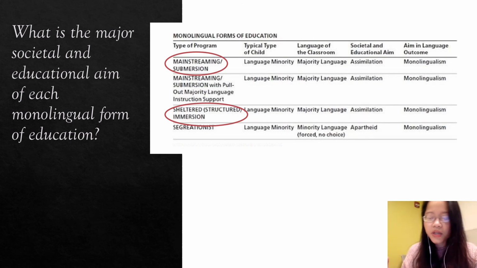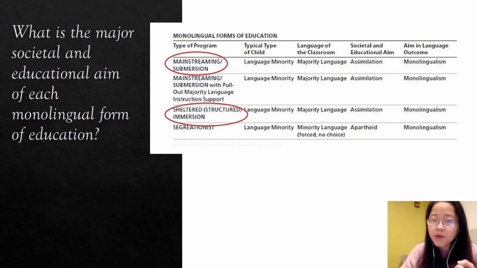So obviously we can see that one of the disadvantages, one of the problems with mainstreaming submersion, the first one in the list, is that there will be no interaction with the native language at all. That will result in negative outcomes for the student. They have to struggle a lot, especially using English for critical thinking. They can feel frustrated, they cannot participate in the lesson, and they may even drop out of school. That is the problem with submersion.